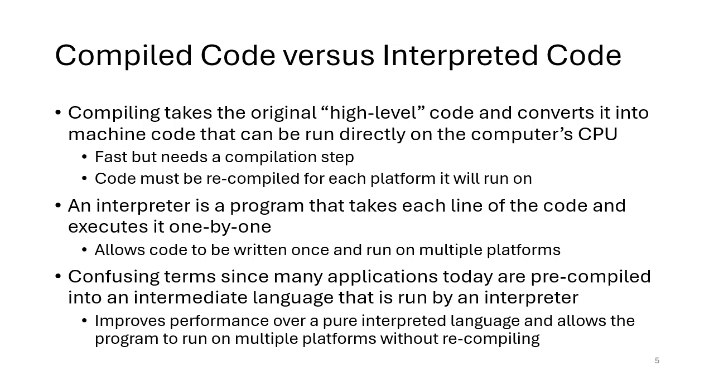So there's a big crossover between these two terms now, and it's much harder to point at a single application and say, yeah, that's definitely an interpreter, or that's definitely a compiled application. And in big applications, you often mix the two anyway. But the key point is if you pre-compile into this intermediate language that's run by the interpreter, the intermediate language gives you a performance improvement over a pure interpreted language. But again, it gives you that ability to run on multiple platforms without recompiling. So that was the aim of Java.